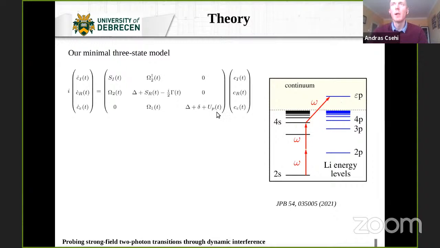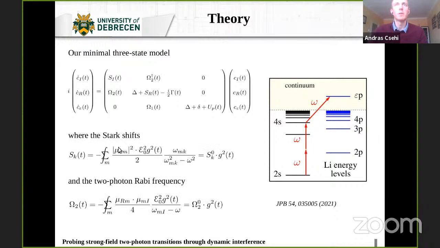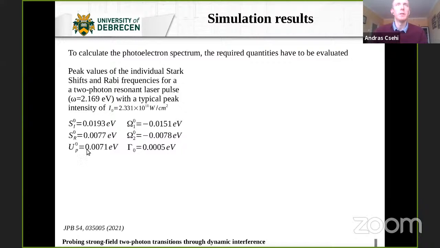So these Stark shifts and also the two photon Rabi frequency are calculated from the system stationary quantities like the dipoles and the transition frequencies. And it depends also on the laser frequency and follows the pulse intensity envelope. So to do the dynamics, we need to calculate such quantities in advance. The peak values have to be calculated from the system quantities. And yes, we did that. And for a certain laser intensity, for a certain laser parameter set, I show you an example for the peak values of these quantities. And we set our laser in two photon resonance with the transition.